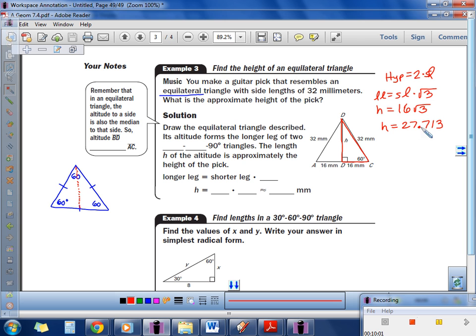Okay, and units are important. Millimeters. The long leg is the H, so it's kind of deceiving. H does not stand for hypotenuse. In this case, it stands for the height. So it's kind of confusing. Be careful there. Good work.